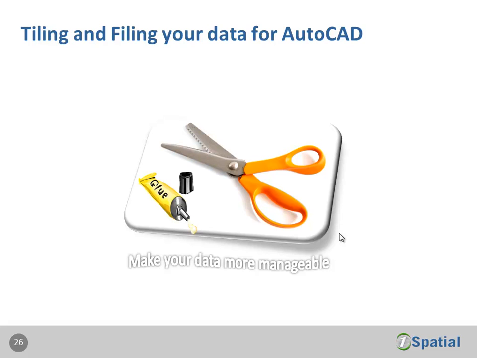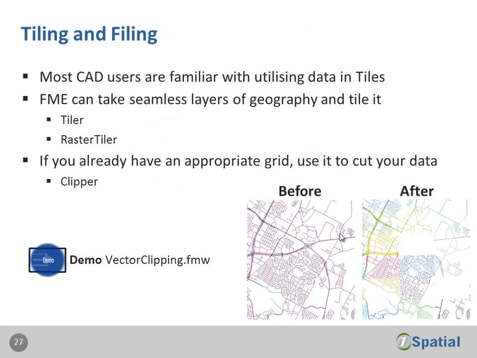Now we're going to take a look at tiling and filing your data for use in AutoCAD. Many users of AutoCAD are familiar with the fact that typically you work with data in tiles. AutoCAD itself, and especially AutoCAD Lite, likes to work with smaller file sizes than you might be used to in a GIS. And the best way of dealing with that is tiling your data up. So if you have data in a GIS system like ArcGIS, and you have shape files or file geodatabases, you can take that data that covers a significant area and you can tile it up into pieces so that an AutoCAD user can more appropriately use that.